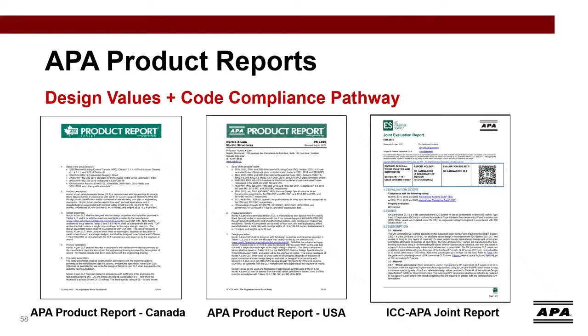APA members publish their custom CLT grades and layups in their APA product report. APA Technical Services provides 3 types of product reports for the manufacturers of mass timber, including ICC/APA joint reports. In all these product reports, the code compliance pathway is well spelled out and the design values are provided.